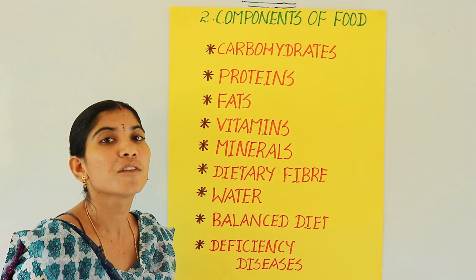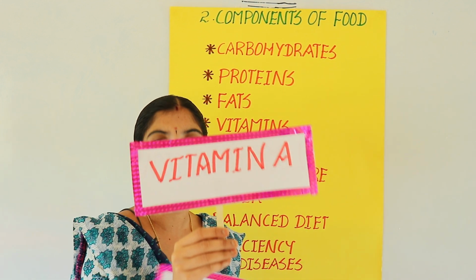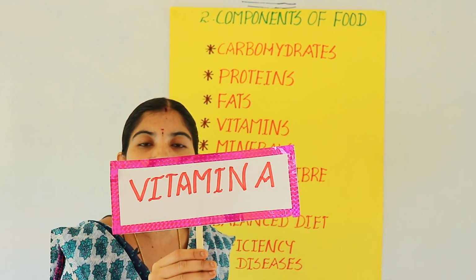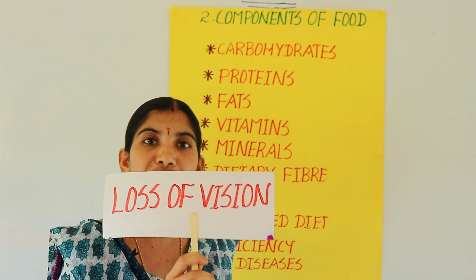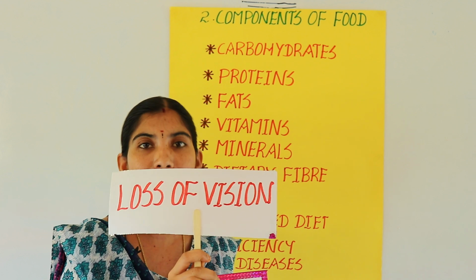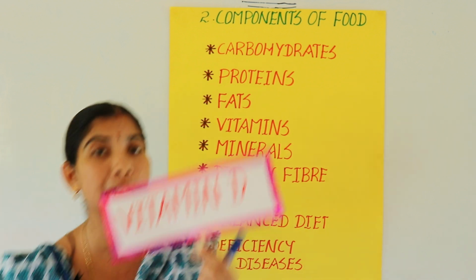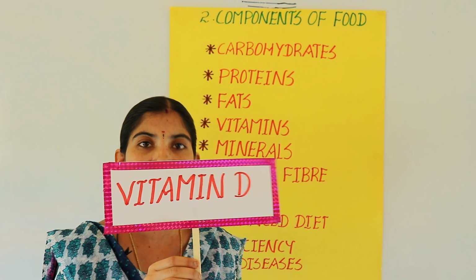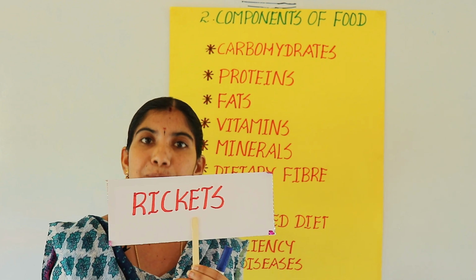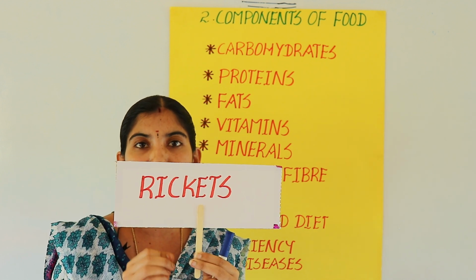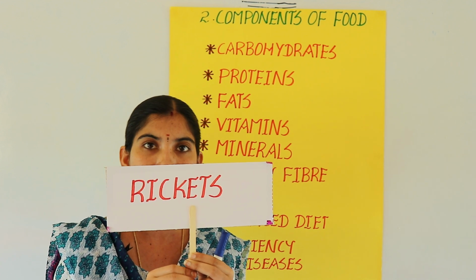For example, we will see 2 vitamins. Vitamin A. If vitamin A is very less in our body, we will face loss of vision. Loss of vision means we can't see properly. That is spoilage in our eyes. Next, vitamin D. If vitamin D is less in our body, we get rickets. Rickets means our bones become soft and we can't walk properly. That is called rickets disease.